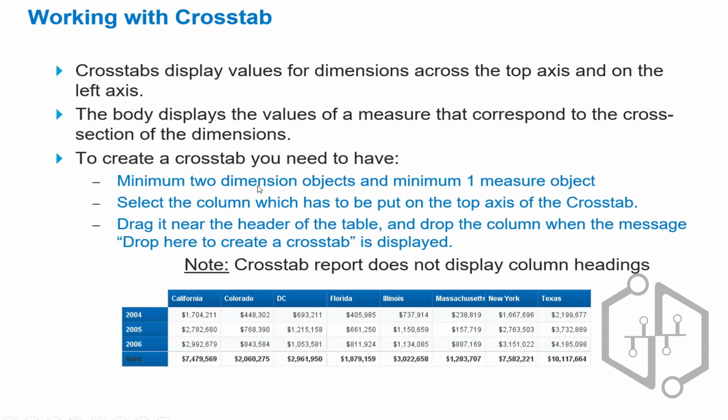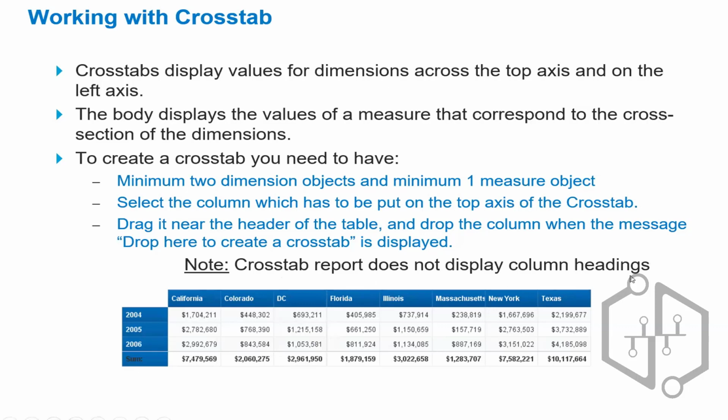To create a cross tab, we need a minimum of 2 dimension objects and a minimum of one measure object. If we have multiple measures or multiple objects, we can add them, but minimum we need 2 dimensions and one measure to create a cross tab. Select the column which has to be put on the top axis of the cross tab, drag it near the head of the table and drop the column. Instead of doing this, we can right click on the cross tab layout and assign data: what should be the row, what should be the column, and what should be the body.